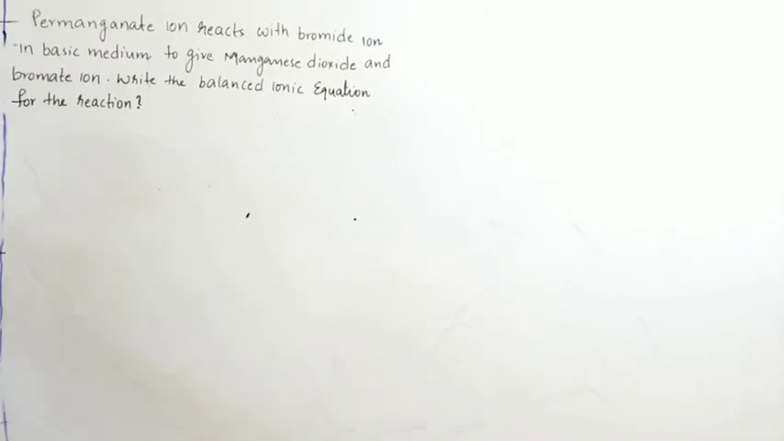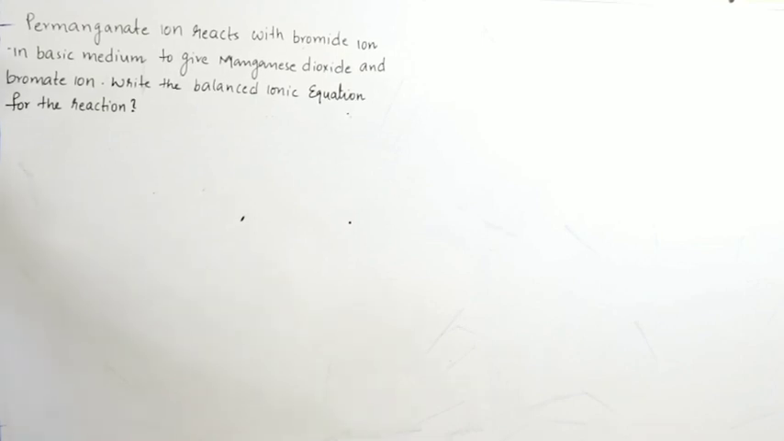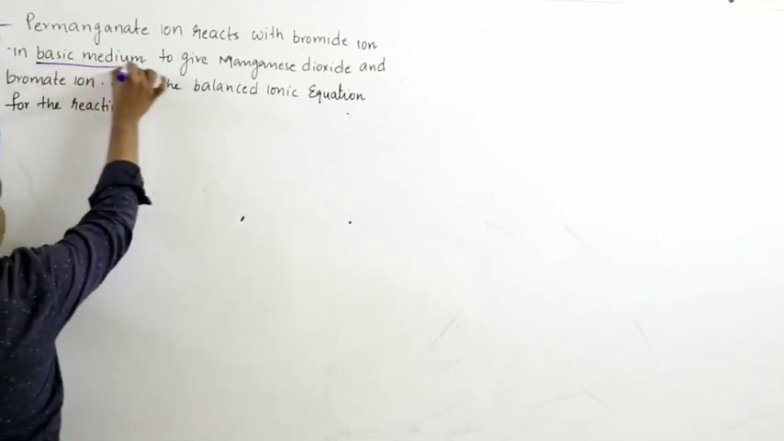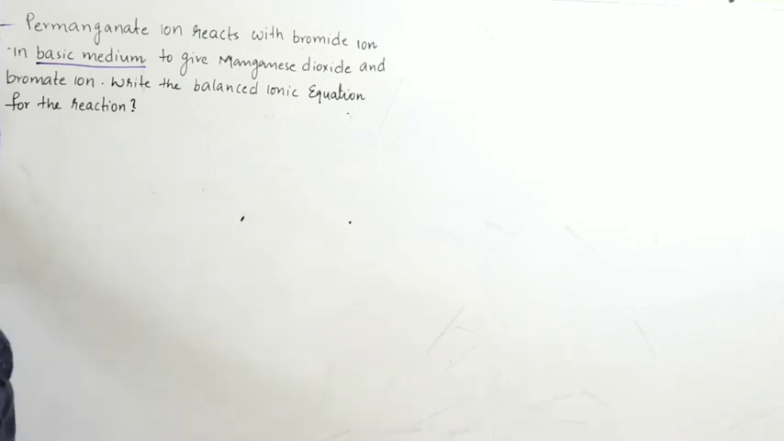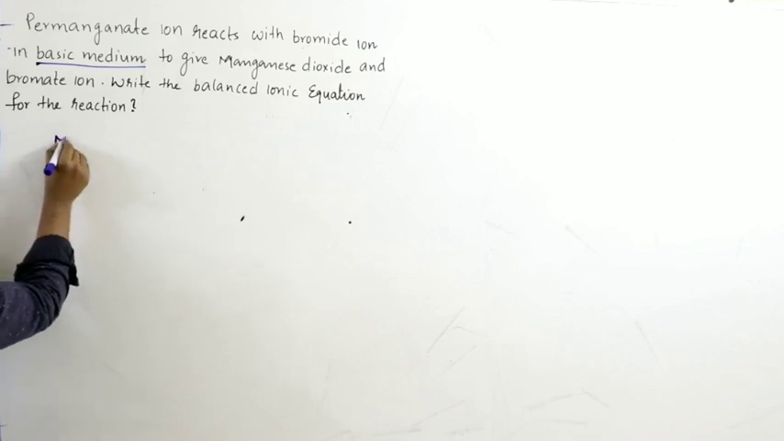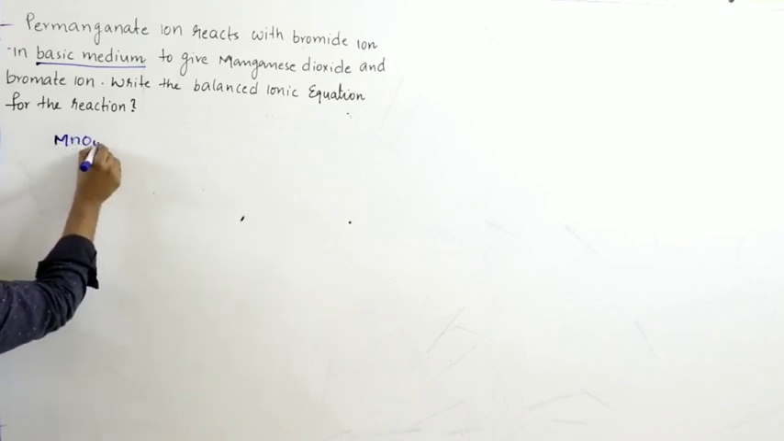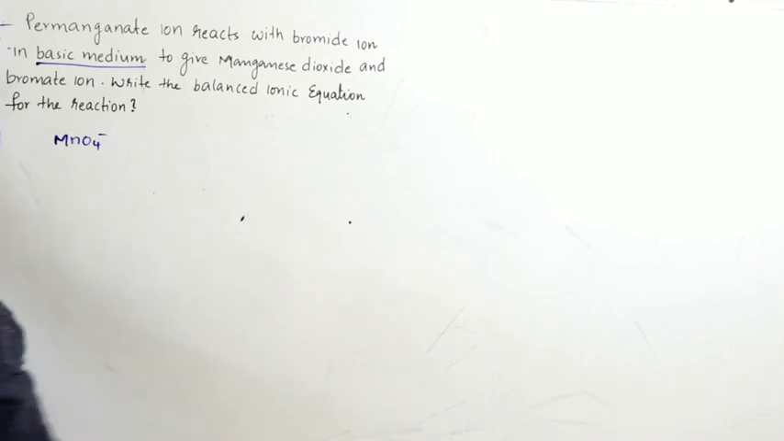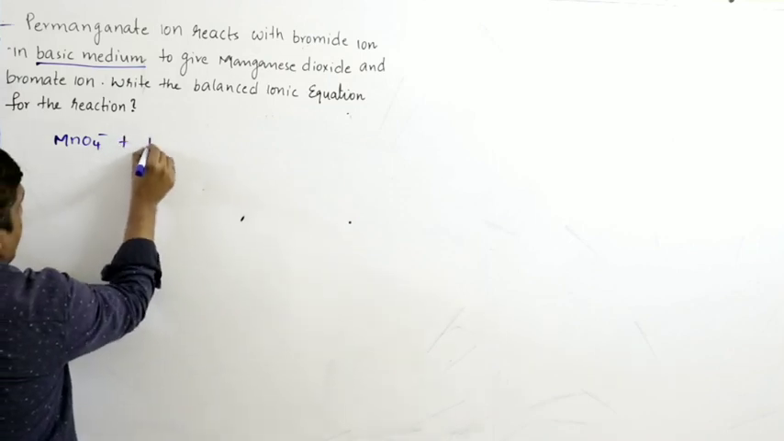Next one, permanganate ion reacts with bromide ion in basic medium. So we are taking one example for basic medium to give manganese dioxide and bromate ion. Here you should be in a position to write the formulas of the ions. Permanganate ion, from potassium permanganate, means MnO4 minus. Bromide ion is Br minus.